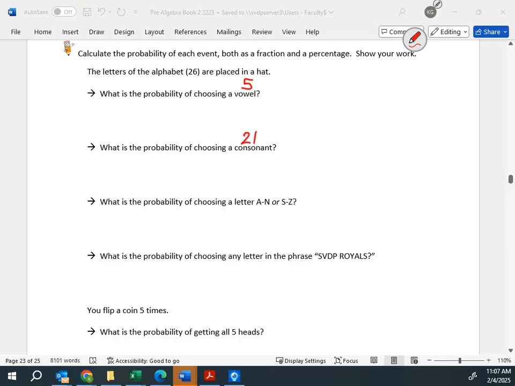What is the probability of choosing a letter A to N or S to Z? You need to figure out what that number is. Eleanor? Are we having Y? What do you think? Do you think that just answered that question? Yeah. That answered the question though.